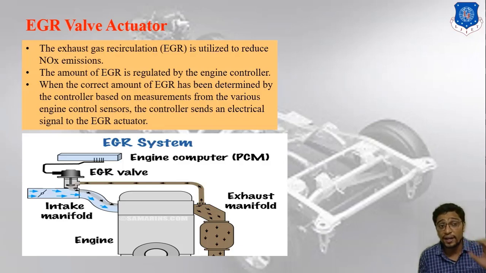When the correct amount of exhaust gas recirculation has been determined by the controller based on various measurements from the various engine control sensors, the controller sends an electrical signal to the EGR actuator. So this is the concept of the EGR valve actuator. Move forward to the next slide.